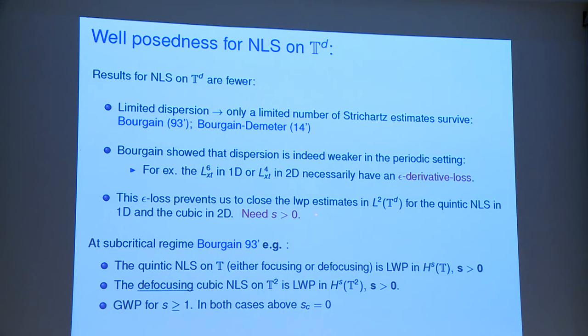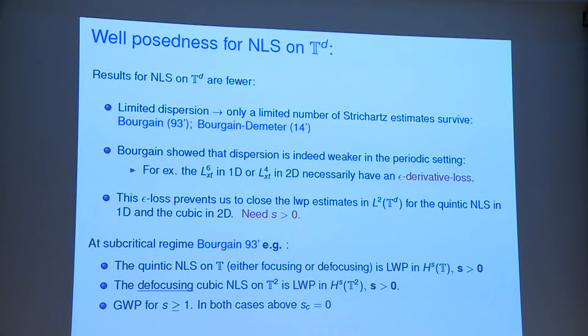And what that means is that in the local well-posedness theory, although the equations, for example the cubic in 2D or the quintic in 1D, are L2 critical, you cannot close them. There is no local theory at the level of L2. That's open, okay? For s bigger than zero. There are no local results in L2.